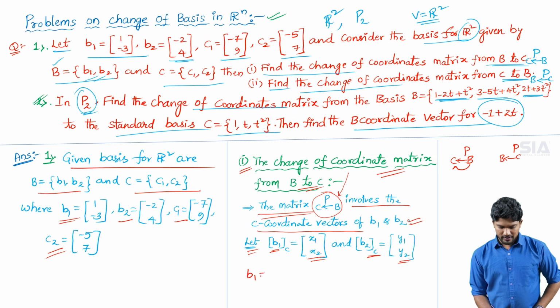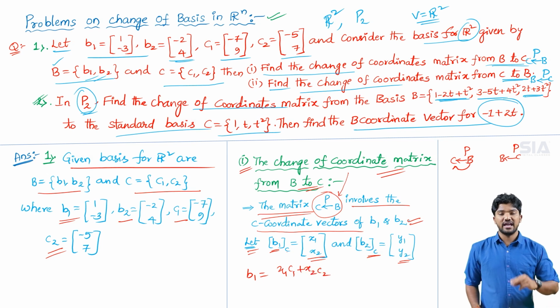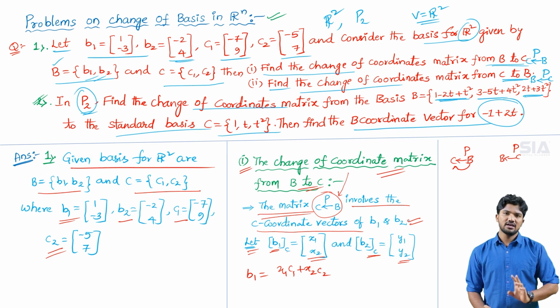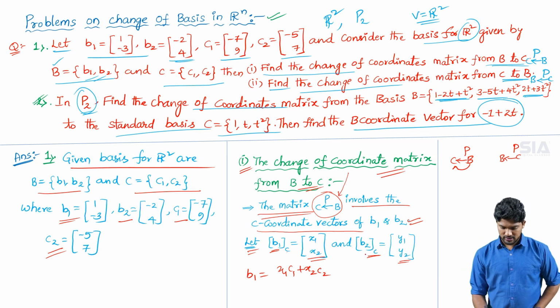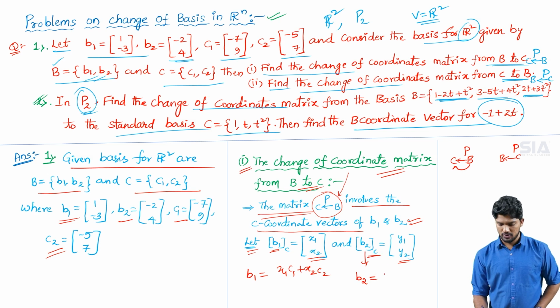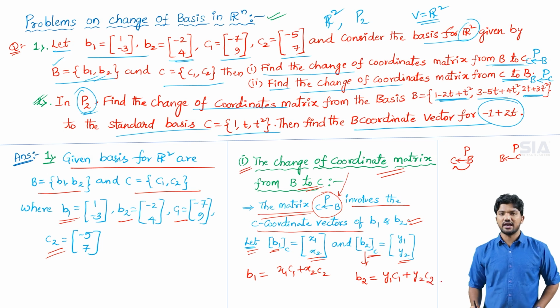We can also write this value in the linear combination format: x1 c1 plus x2 c2. Why? Because c1, c2 are any two vectors, and x1, x2 are any two scalars. Don't get confused: here x1, x2 are the scalars, and c1, c2, already mentioned in the problem, are vectors. Next, b2 we can write in the linear combination as y1 c1 plus y2 c2. We can write in this format also.